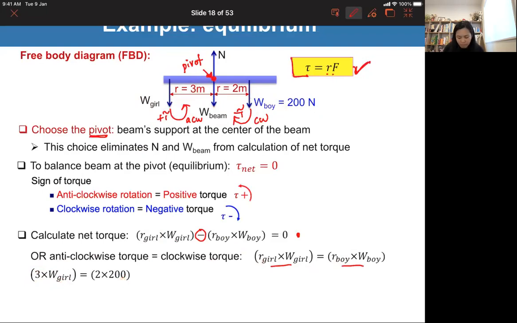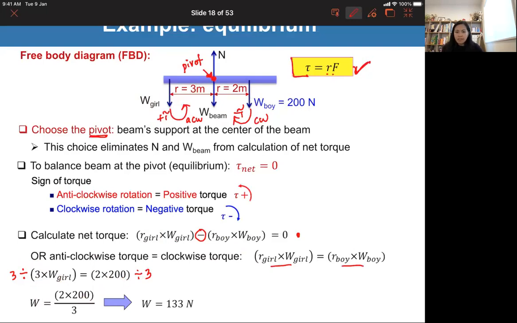So we have to rearrange this equation to isolate the weight of the girl. If I divide the left side by 3, then 3 divided by 3 is equal to 1, and I cancel the 3 there. Whatever I do on the left, I should also do on the right, so I should also divide that by 3. So weight is equal to 2 times 200 divided by 3. And that gives you a weight of 133 newtons.